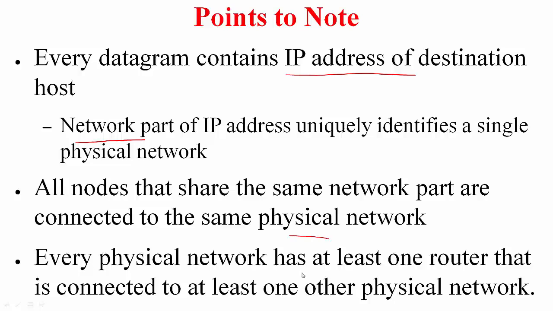Every physical network has at least one router that is connected to at least one other physical network. This is the definition of the router. A router has to interconnect 2 networks. A physical network, if it didn't have a router, would be unreachable, so it needs a router to connect to others. Now that we understand addressing, let's see how forwarding is done based on this addressing.